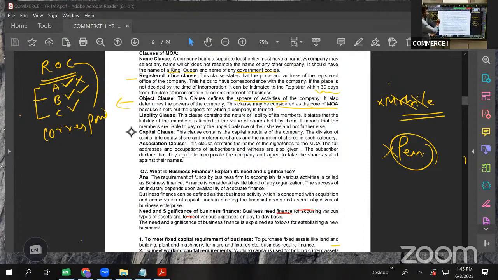Then liability clause. Now liability clause mentions very clearly that the liability of shareholders is limited to the value of shares held by them. This will be mentioned in the liability clause. It is very clearly mentioned that the liability of shareholders is limited to the value of shares held by them. Right? So they're private. Okay, I'll elaborate it and tell you.